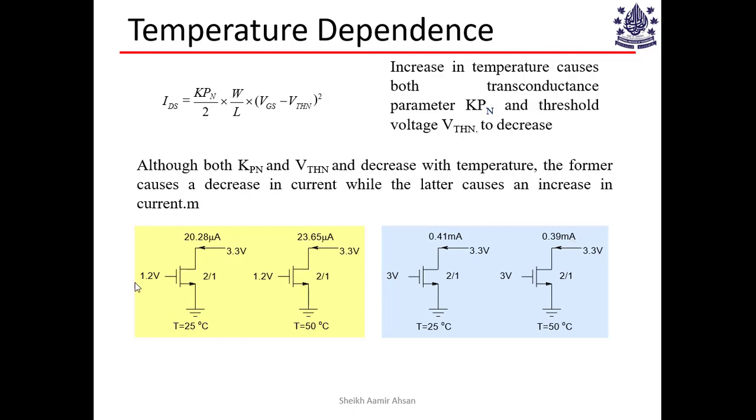The only difference between this scenario on the left hand side and on the right hand side is the gate to source bias condition. Gate to source bias condition here is just 1.2 volts. Here it is 3 volts.